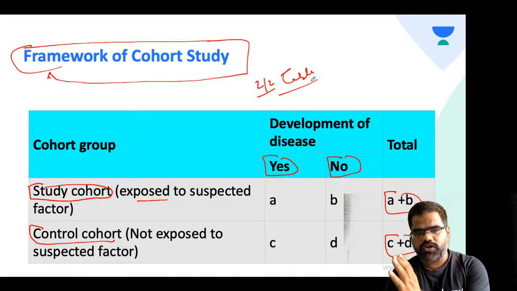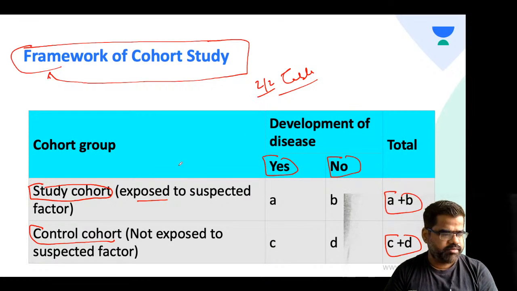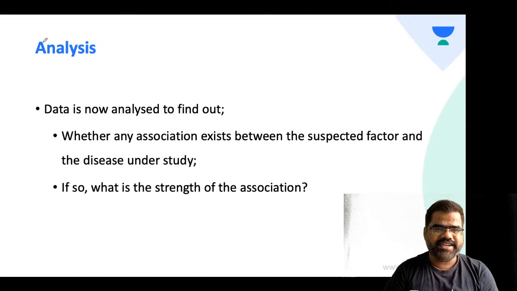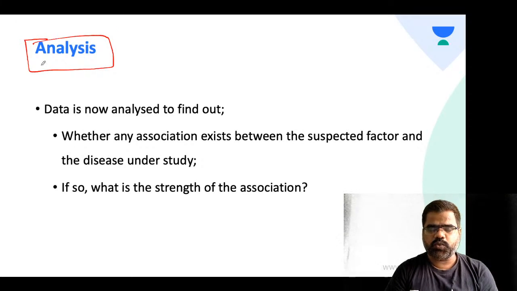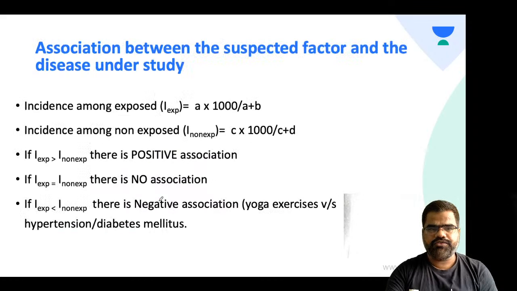I have just done a follow-up and come up with how many people developed disease in the study group or in the control group, and how many did not develop disease. So I framed my 2 by 2 table. Now we have to analyze the data. We will check the association between the suspected factors and the disease under study, and if there is an association, what is the strength of the association, students? Let's try to understand the different associations and how we measure them.